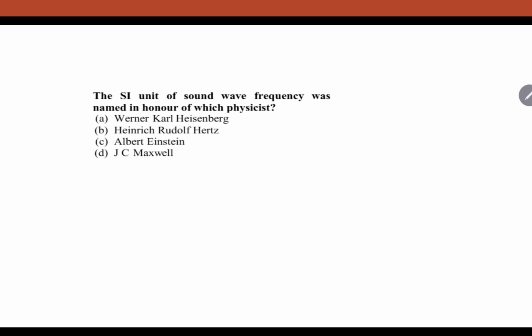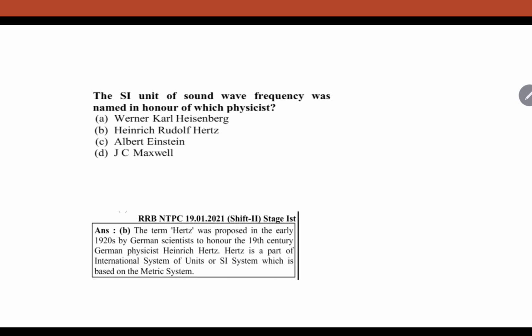And the next question is: the SI unit of sound wave frequency was named in honor of which physicist? The options are Werner Karl Heisenberg, Heinrich Rudolf Hertz, Albert Einstein, and J.C. Maxwell. The answer for this question is option B. The term hertz was proposed in the early 1920s by German scientists to honor the 19th century German physicist Heinrich Hertz. Hertz is a part of the International System of Units, or SI system, which is based on the metric system. So based on the metric system itself, the unit for frequency is the hertz.